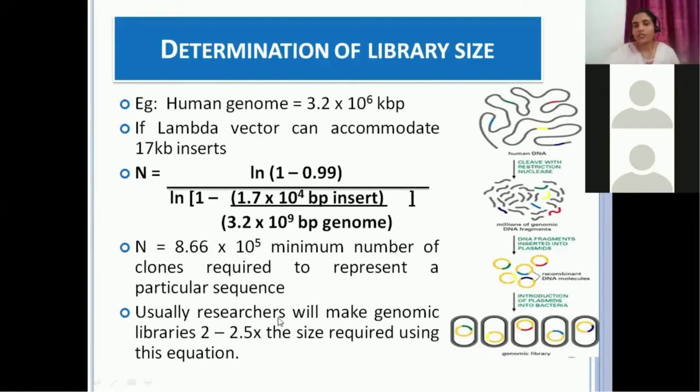So usually what researchers do is they make the genomic library 2 to 2.5 times the size required. But this is the minimum size required. What people will do is make multiple copies, 2 to 2.5 times extra, so that there is a surety that all the pieces of the genome are there. Okay.